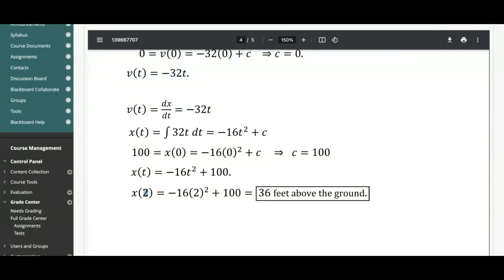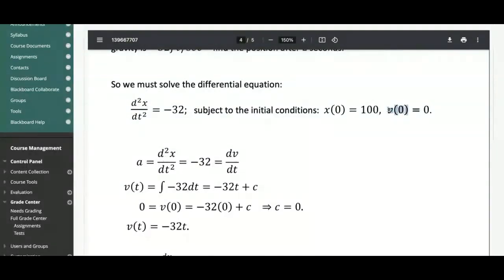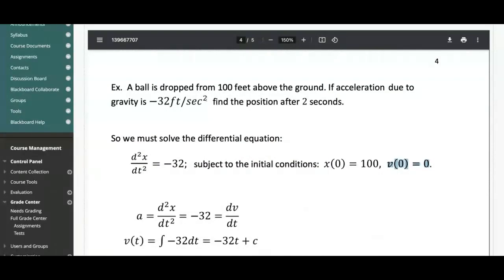Yes, question, David. So the 0 for the v, where it says v of 0 equals 0, does that 0 mean at the ground or where it's being held before it drops? Exactly. It just stops instantaneously. That's right.